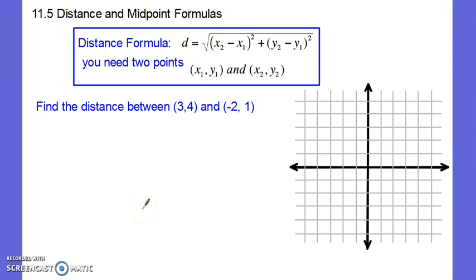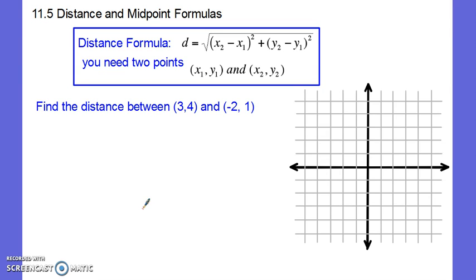Alright, this video is just a quick explanation of how to use the distance and midpoint formulas. Again, they're just two fairly basic formulas that are going to help you find the distance between 2 points, such as the 2 points on our screen right now, (3, 4) and (-2, 1), and then also how to find a midpoint, a point that's halfway in between both of those points.